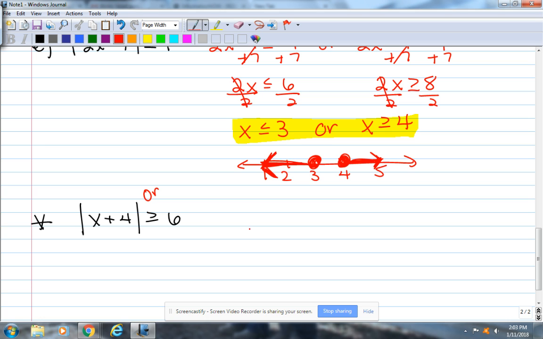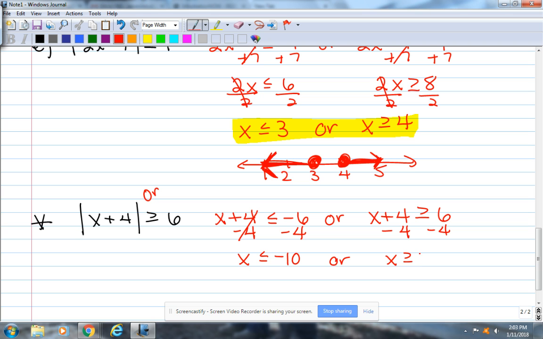So how did you set up your two inequalities then? What's the first one say? x plus 4 is what? Less than or equal to negative 6. Or x plus 4 is what? Greater than or equal to positive 6. So every time you do an or, you split them up like this. Is everybody okay with the setup? Then you solve them. And we get x is less than or equal to negative 10, or, subtract 4 over here, x is greater than or equal to 2.